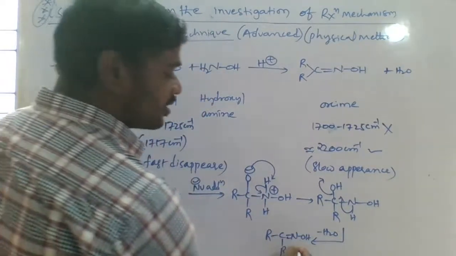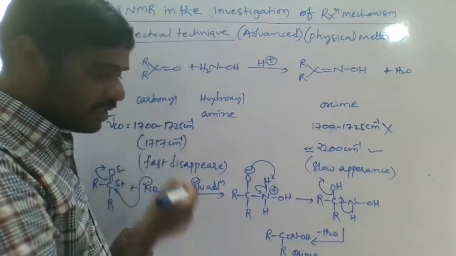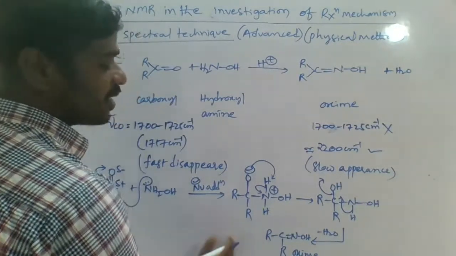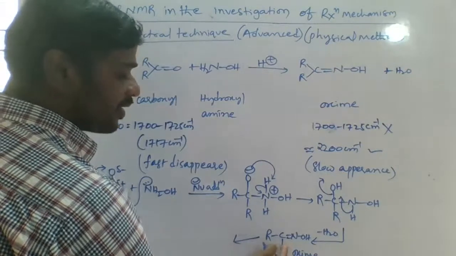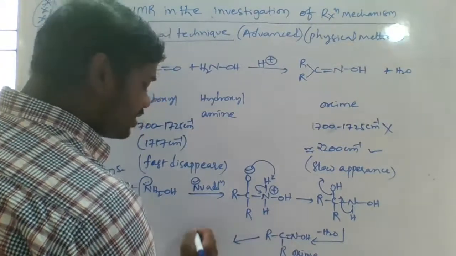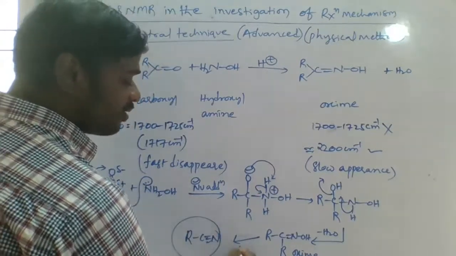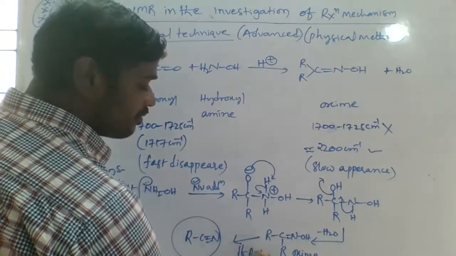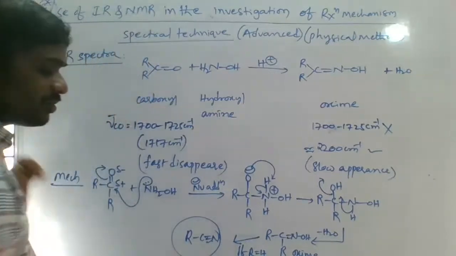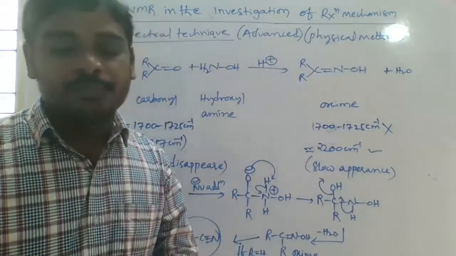This is an oxime. This oxime is also unstable. Then it further decomposes. For example, if R is H, then H and OH are lost, and the cyanide is formed. If one of the R is equal to H, a water molecule is lost. So this mainly appears around 2200 centimeter inverse in the IR spectroscopy.